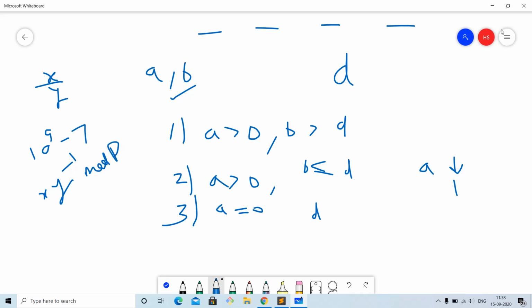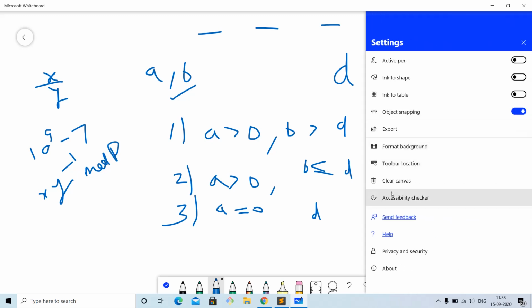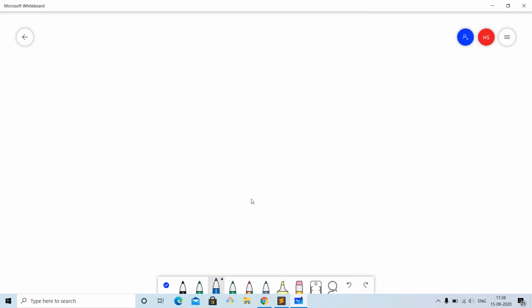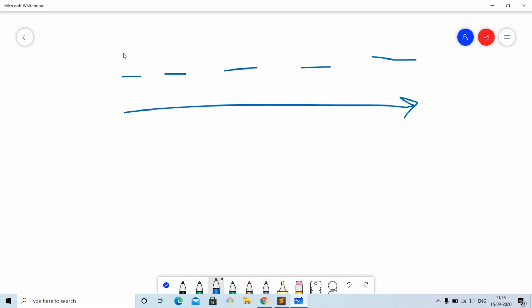Now let us try to understand the problem in a general way: in what ways will we receive damage? Let us say we arrange the monsters in this way, and in this order the strength of the monsters goes up. Let us say D is increasing in this direction, that is, this monster has less D and this one has more D. So we have sorted the monsters by strength D.